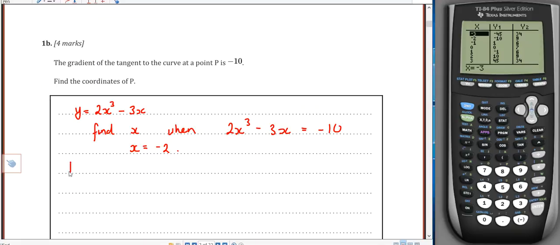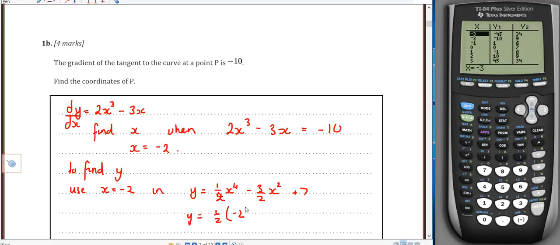Now what we have to do to find y, because that is not y actually, that's dy dx, right? To find y we use x equals minus 2 in the initial one. Y equals a half x to the power of 4 minus 3 over 2 x squared plus 7. So again, how do I do that? I can either just put it in, so y equals a half times negative 2 to the power of 4 minus 3 over 2 times negative 2 squared. I just work that out.